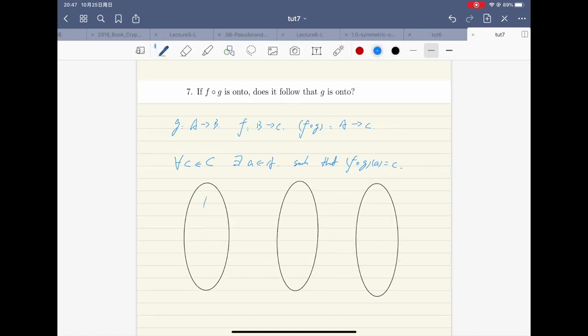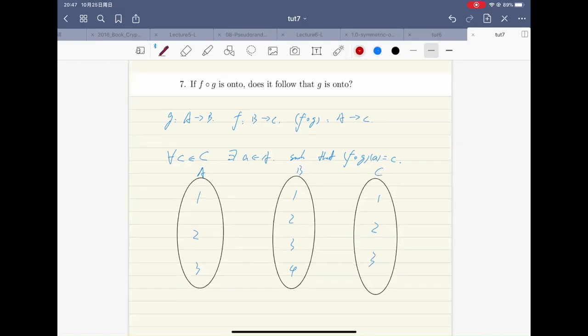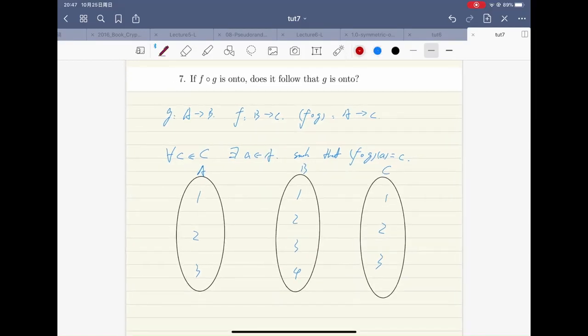So we have some elements in the set. Here is this set A, B, and C. So we can have some mappings here. We have A maps to A, 1 maps to 1, 2 maps to 2, 3 maps to 3, and 1 maps to 1 here, 2 maps to 2, 3 maps to 3. And we have g here, we have f here.